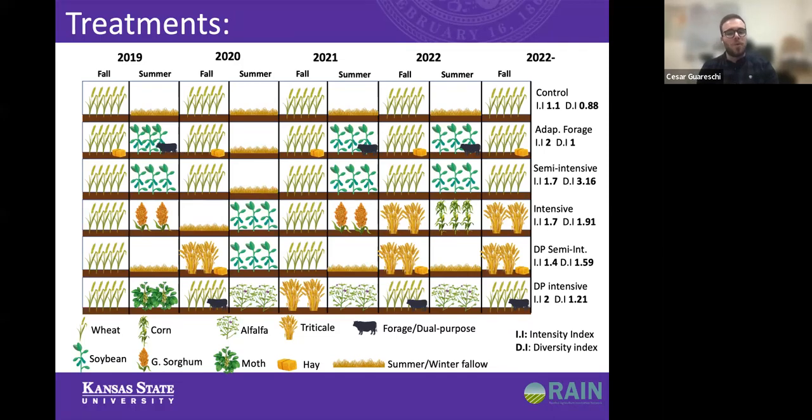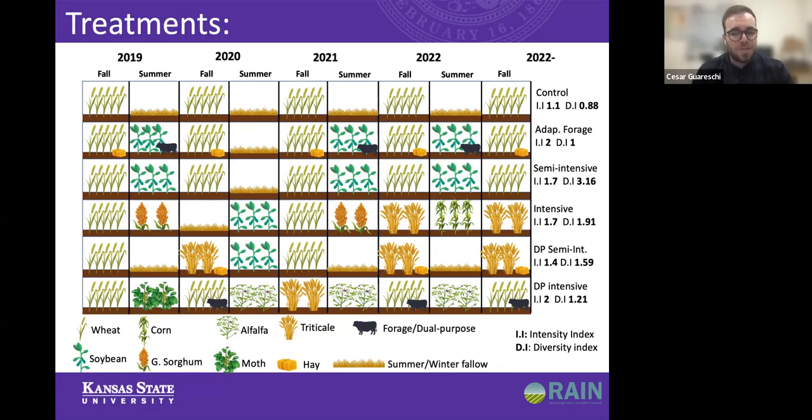For treatment number 12, it's a dual purpose semi-intensive. We have winter wheat, summer fallow, triticale for hay, soybeans, winter wheat again, a summer fallow, triticale for hay, a summer fallow again, and followed by triticale for hay.